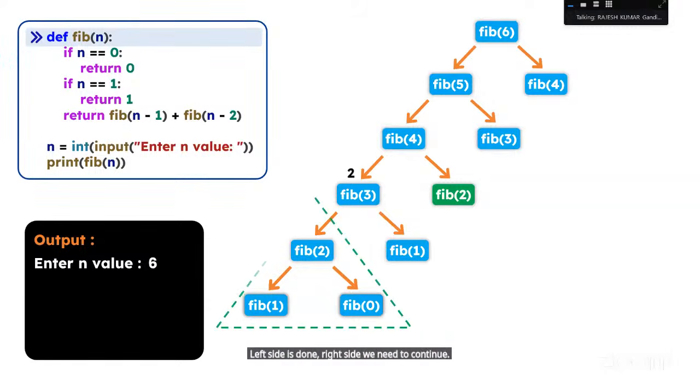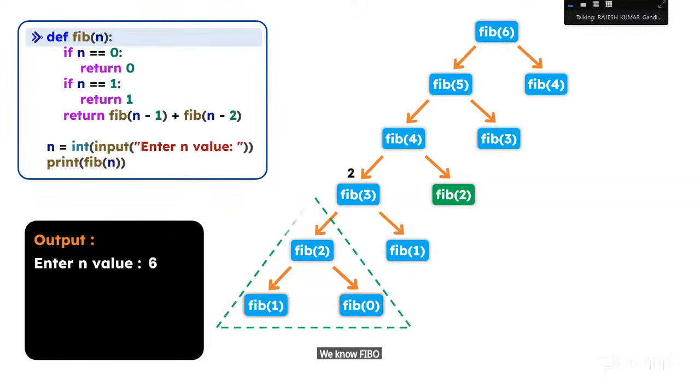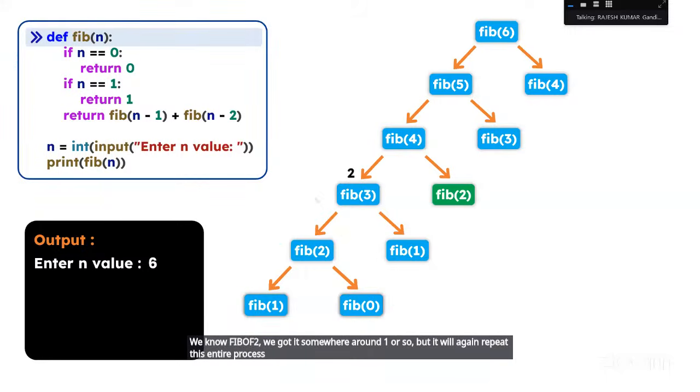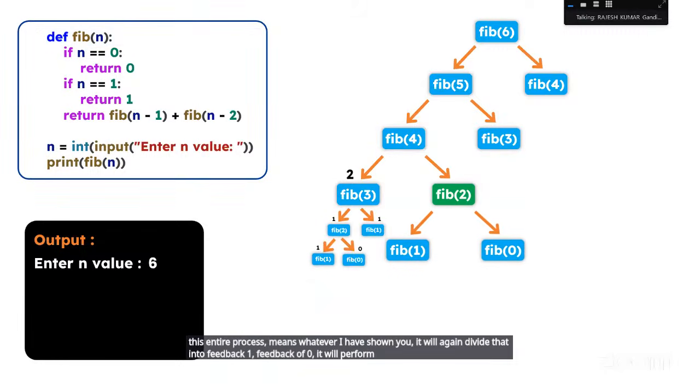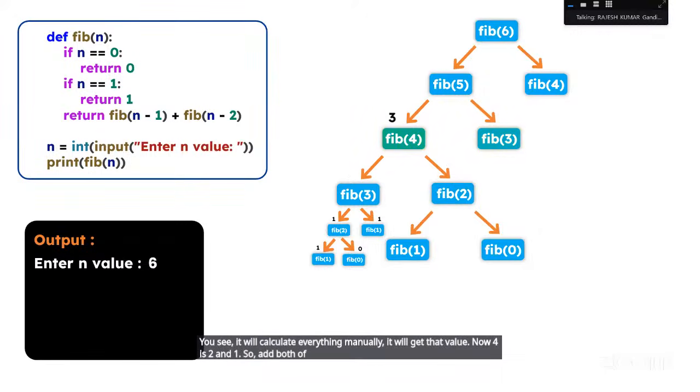Fib of 2 is, you see, we need to again repeat this entire process. We know fib of 2, we got it somewhere around 1 or so, but it will again repeat this entire process. Whatever I have shown you, it will again divide that into fib of 1, fib of 0. It will perform that calculation and give you the number. So I'm skipping it for time's sake. You see, it will calculate everything manually and get that value. Now fib of 4 is 2 and 1. So add both of them. You got the fib of 4 value. That is 3. Now fib of 4 is done.